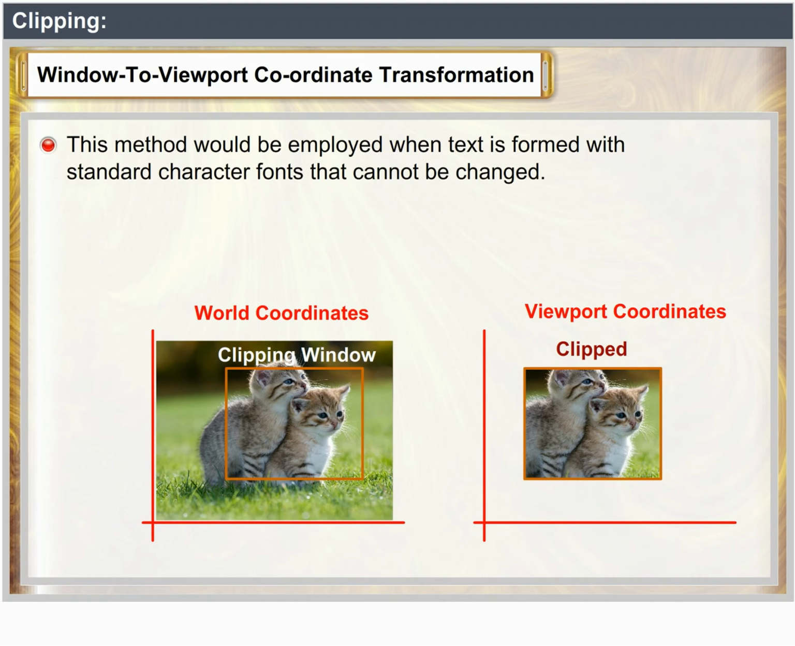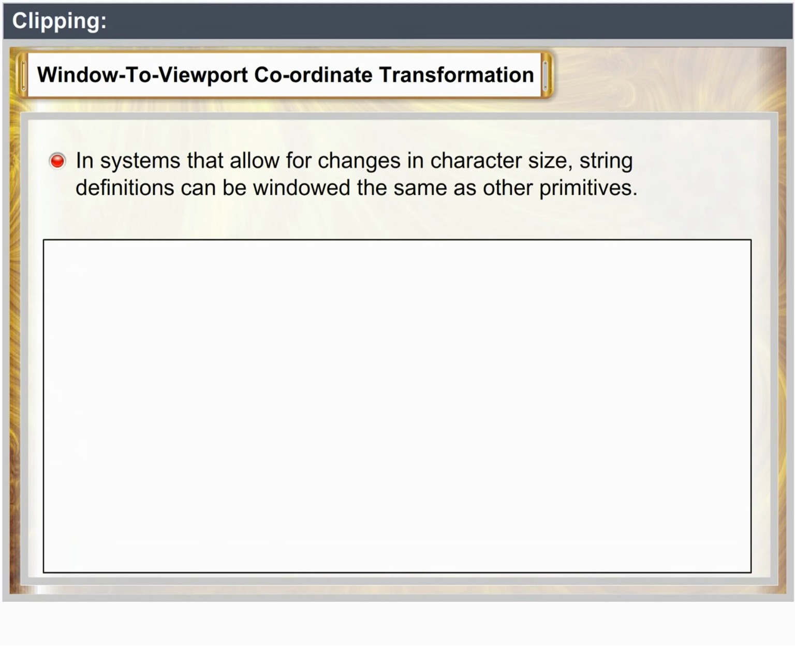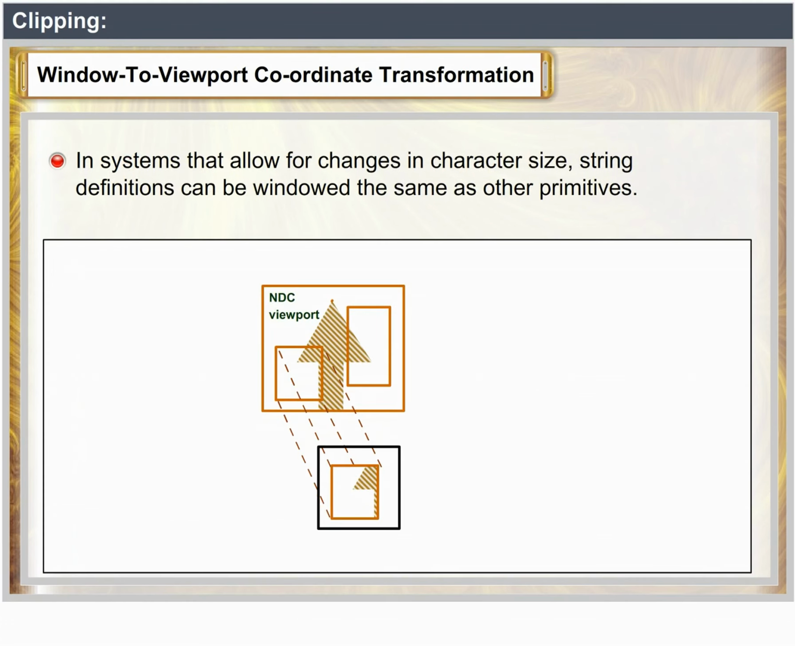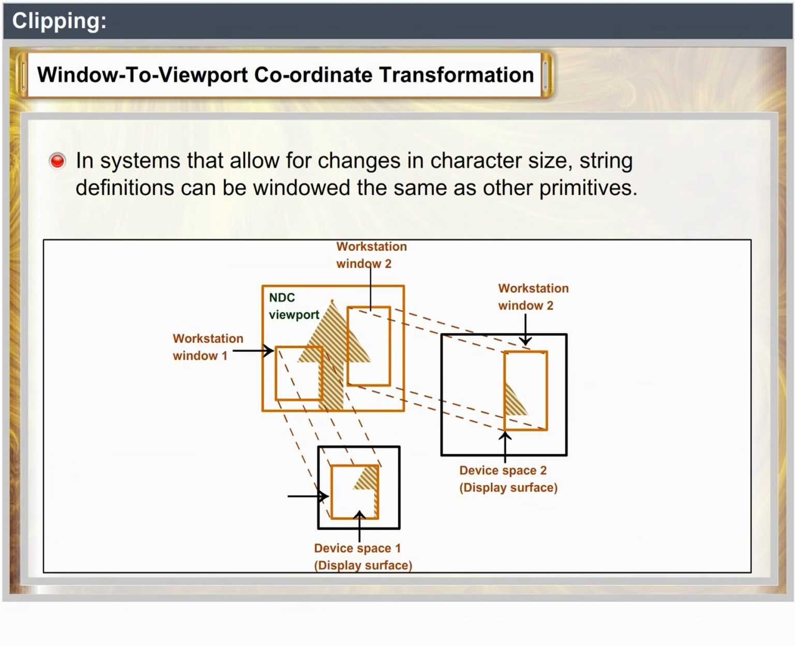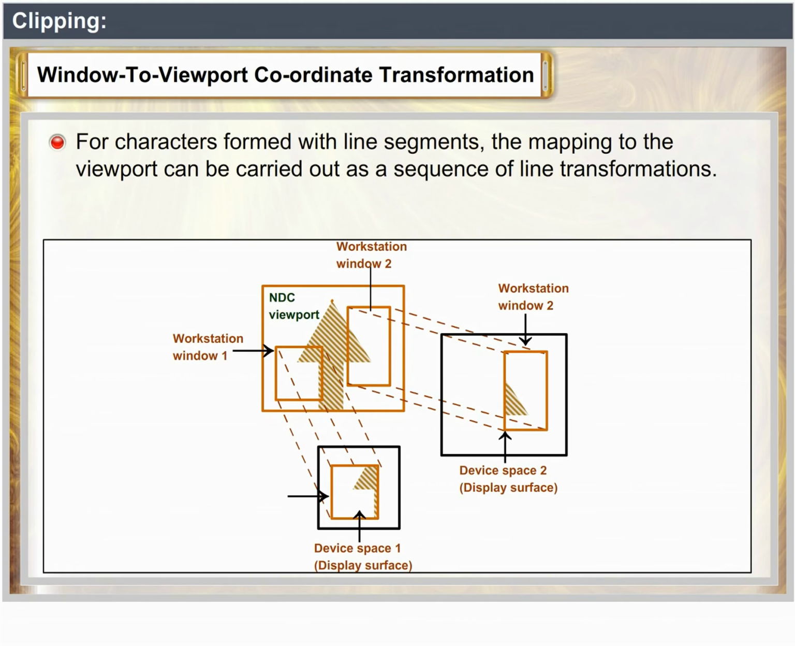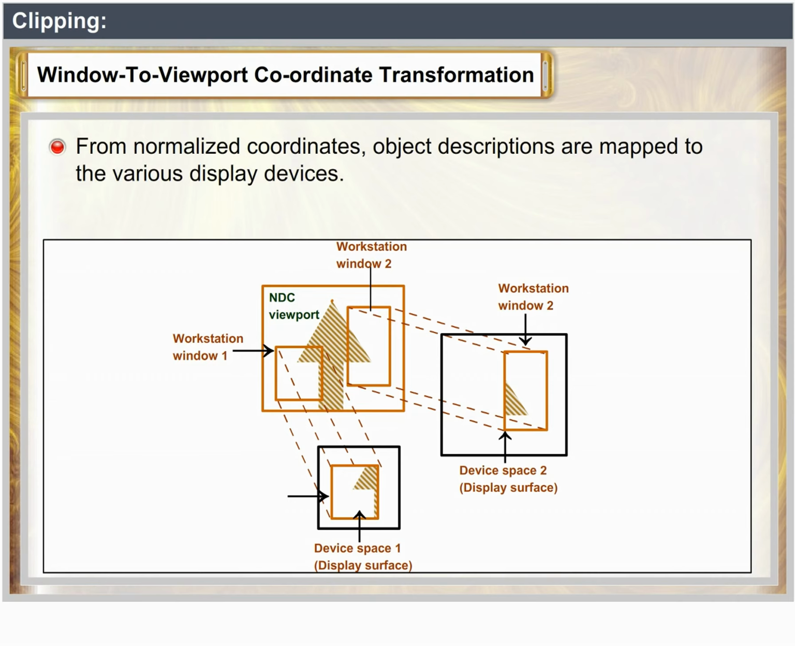This method would be employed when text is formed with standard character fonts that cannot be changed. In systems that allow for changes in character size, string definitions can be windowed, the same as other primitives. For characters formed with line segments, the mapping to the viewport can be carried out as a sequence of line transformations. From normalized coordinates, object descriptions are mapped to the various display devices.